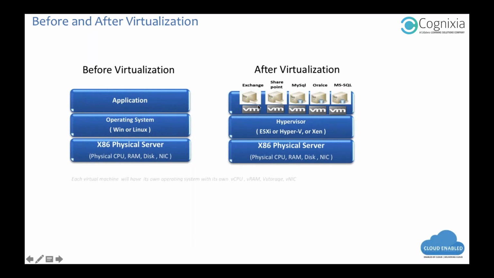So basically, the vendors: VMware has a product called ESXi. Microsoft has a product called Hyper-V. Citrix has a product called XenServer. So these are the three different hypervisors in the industry.